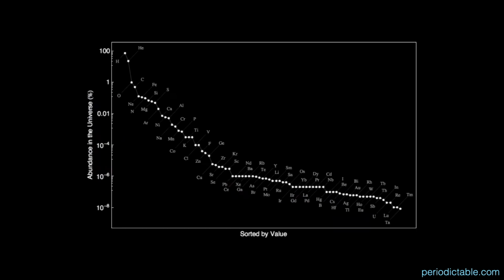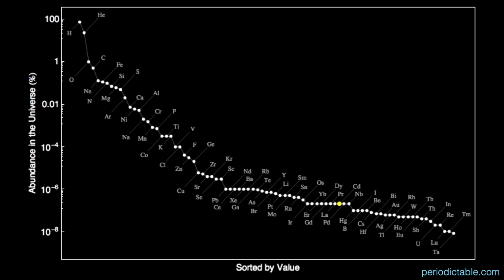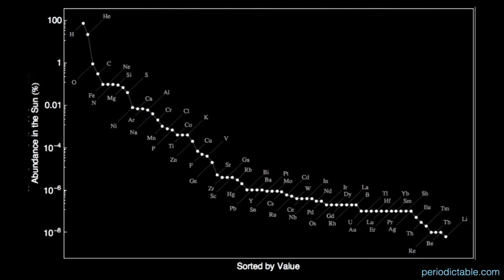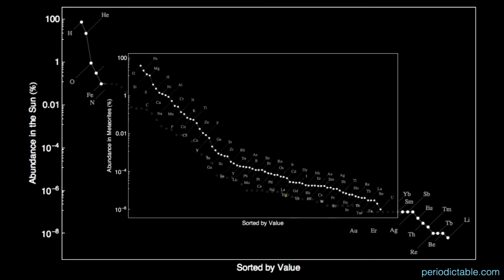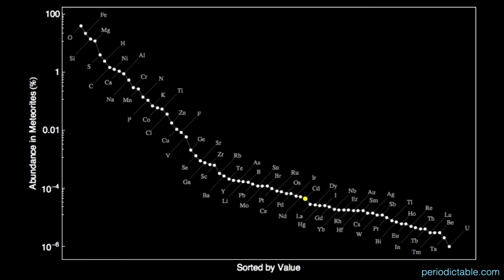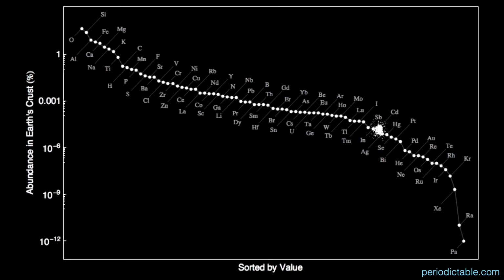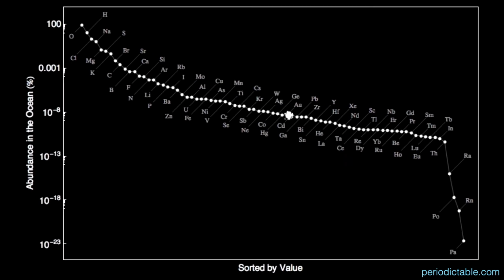How common is cadmium? Not very. Let's see. It's the 58th most common element in the universe, the 42nd most common element in the Sun, the 48th most common element in meteorites, the 66th most common in the Earth's crust, a little more common in the oceans at 45th most common element.